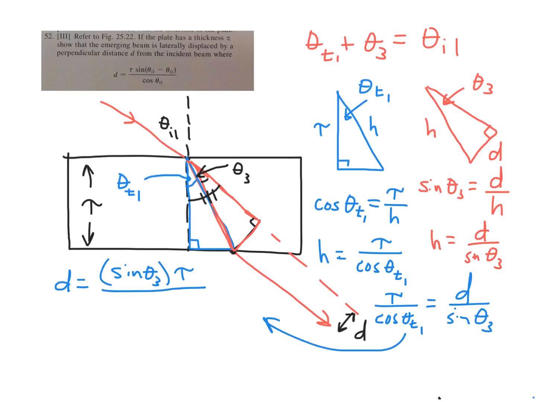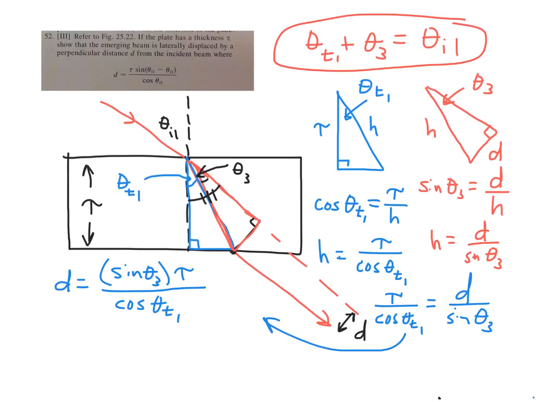with tau at the front of that expression, over cosine theta T sub 1. So what I'm going to do is get rid of theta sub 3. If you go back way up to the top, to this circle, and solve that for theta sub 3, once again, that's kind of the key to this problem.